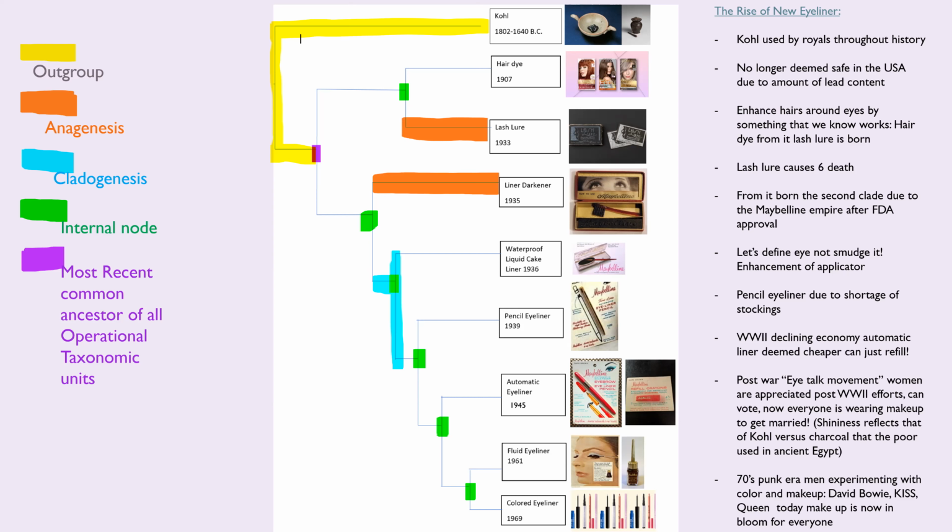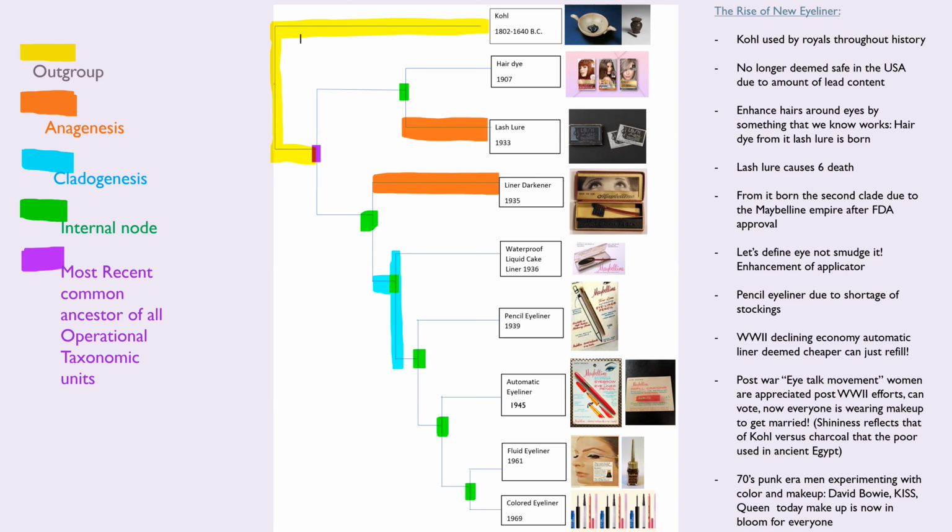The first clade represents those who experimented with a substance known to darken hair and used in hair dyes, as seen by the internal node in green, to create a lash line darkener known as Lash Lure. But when word broke out that six women were blinded by the product in 1933, experts could no longer use this product or further develop the clade. Instead, other experts had to use sodium tetrate soap to create an alternative to kohl and Lash Lure.